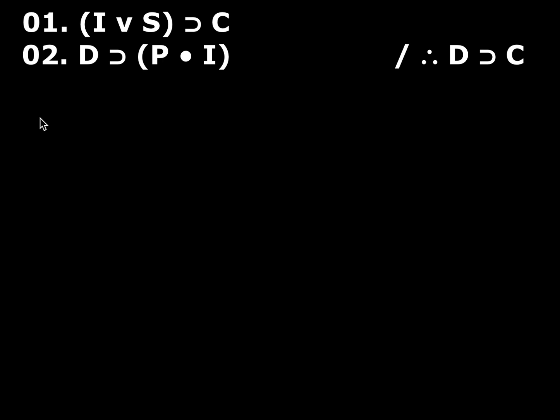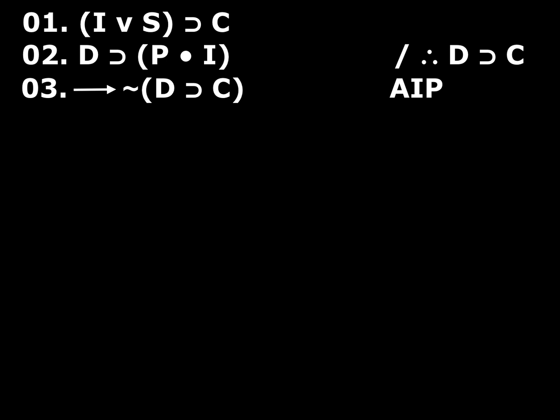We could do conditional proof. This is a conditional. I could assume D, try to derive C. And if you look at this, you can see it's really easy, right? If you assume D, then you can get P and I, simplify I, then I or S by DI on I, then C by modus ponens. So that's actually pretty fast. The other thing you could do is use indirect proof. I'm just going to assume the negation of this and derive a contradiction. So that's what I'm going to do.